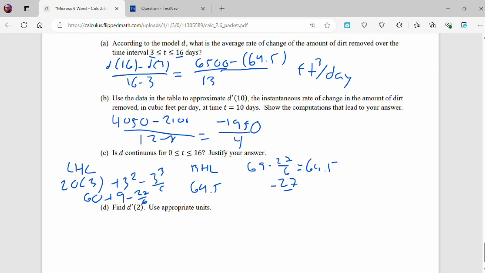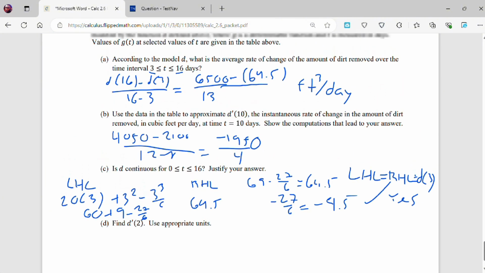Negative 26 over 6 equals negative 4.5. If you know your fractions well, you know that this will be true, right? 6 times negative 4 is negative 24. 6 times 0.5 is 3. So negative 24 minus 3 is negative 27. So, yes. LHL equals RHL equals D(3).